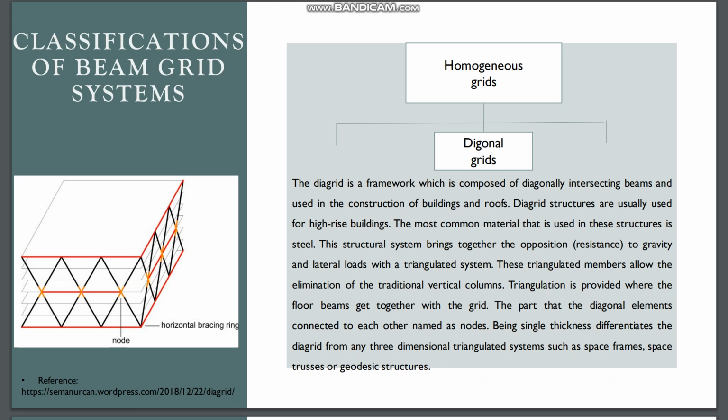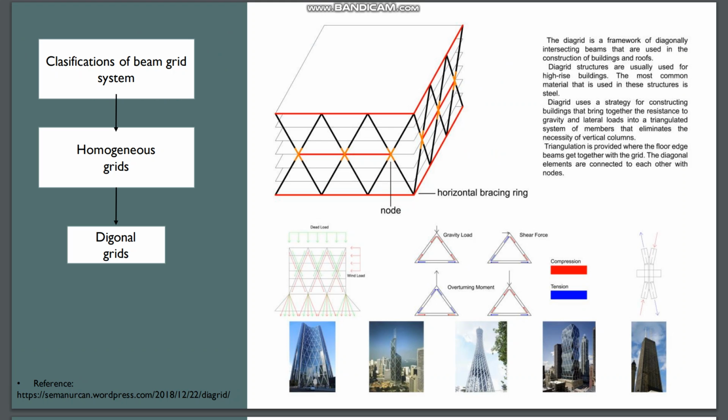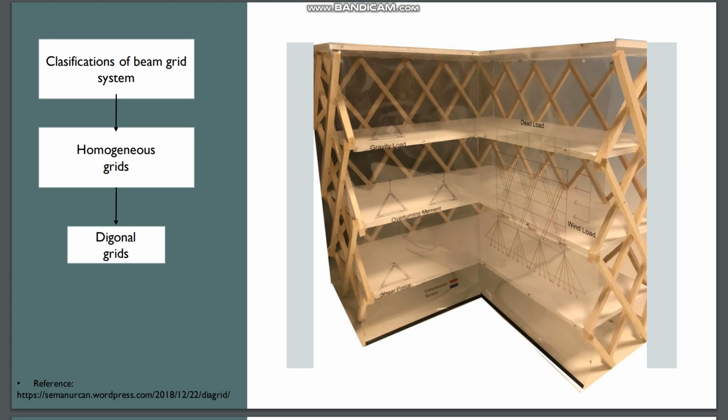Here is a photo that shows the node, horizontal pressing ring, and the diagonal grids. Here are also high-rise buildings that have diagonal grids. Here is how the load goes inside the diagonal grids.